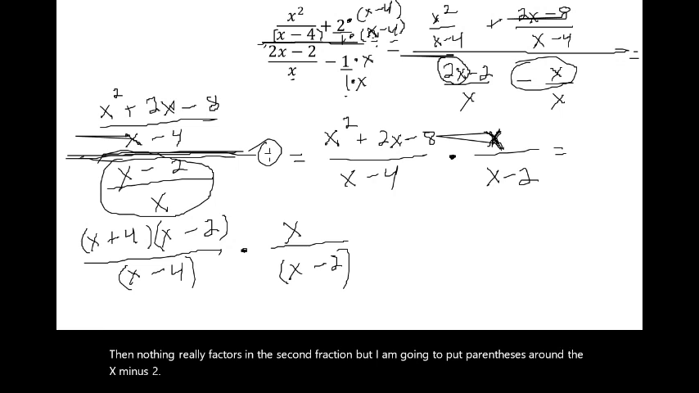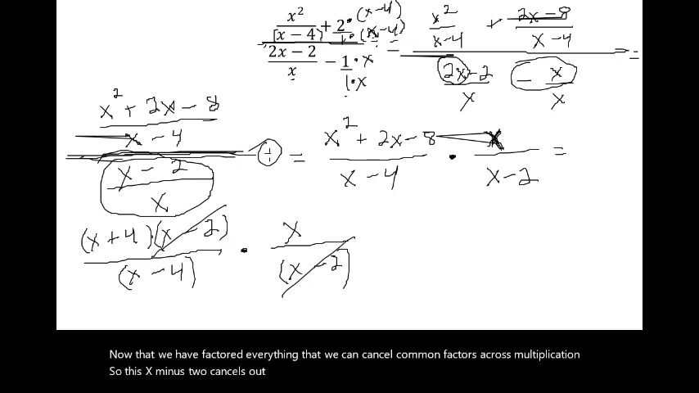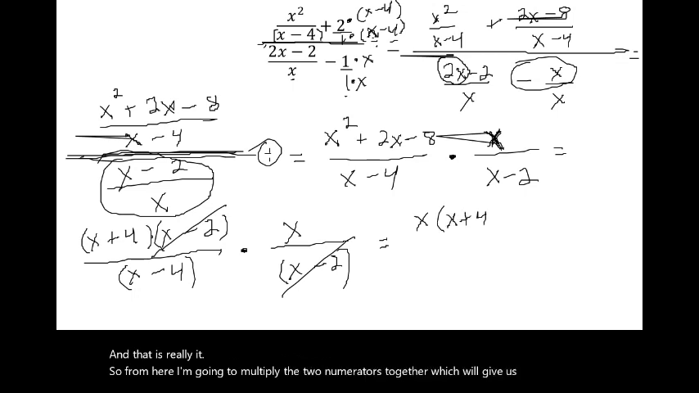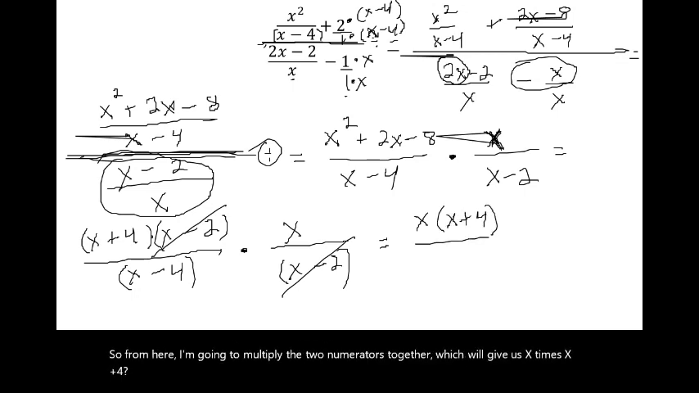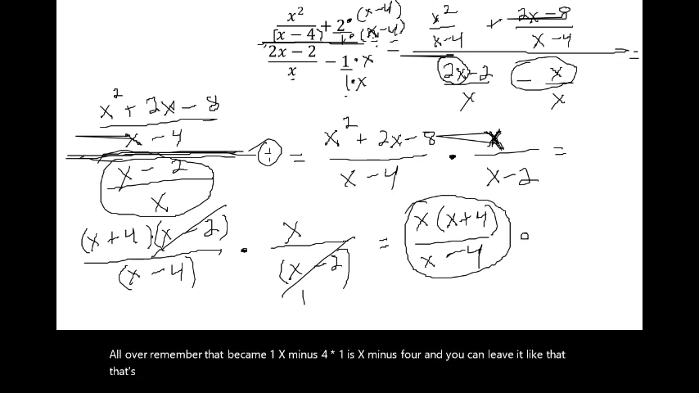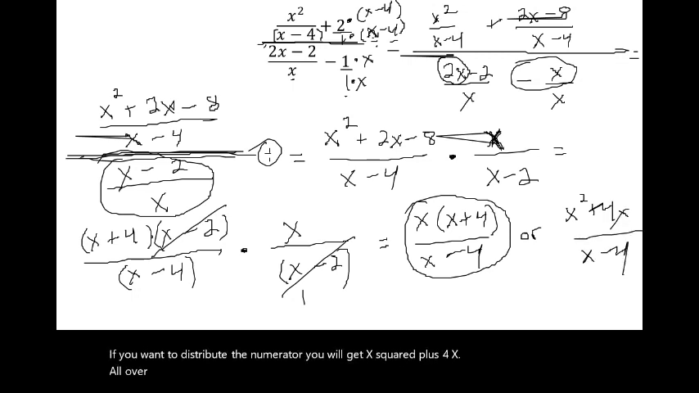Now that we have factored everything, we can cancel common factors across multiplication. So this x minus 2 cancels out with that x minus 2, and that is really it. So from here, I'm going to multiply the two numerators together, which will give us x times x plus 4, all over, remember that became 1, x minus 4 times 1, which is x minus 4. And yeah, you can leave it like that, that's fine. If you want to distribute the numerator, you will get x squared plus 4x all over x minus 4. I don't really have a preference.